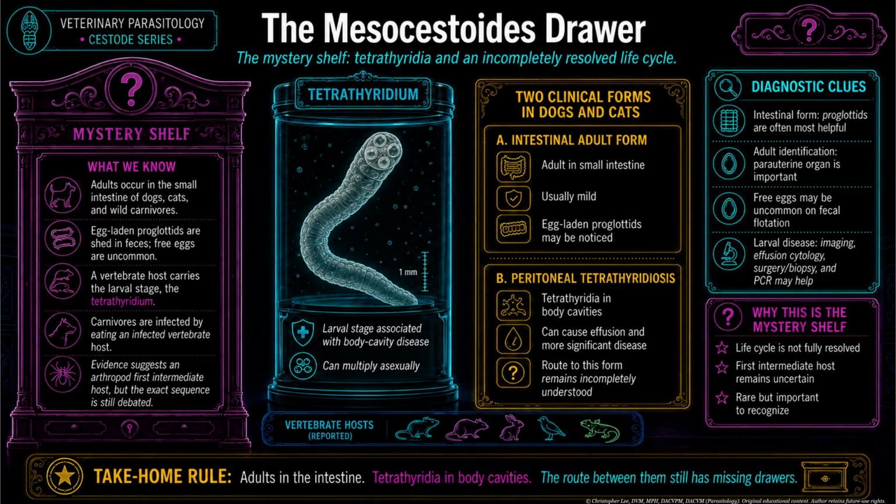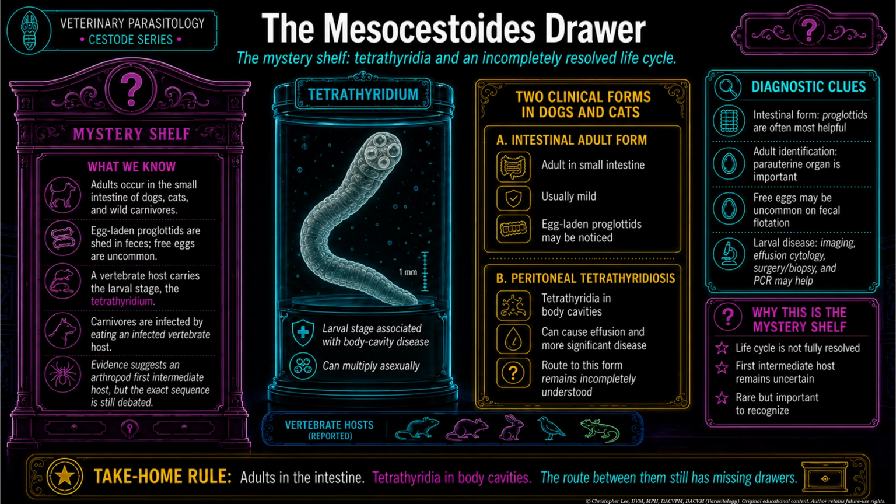Mesocestoides brings us back to cyclophyllidean cestodes, but it refuses to follow a completely resolved map. Adults live in the small intestine of dogs, cats, and other carnivores. Egg-laden proglottids are shed, while free eggs are uncommon. For intestinal infection, proglottid morphology and the paruterine organ are more useful clues than waiting for abundant free eggs on flotation. The larval stage is called the tetrathyridium.